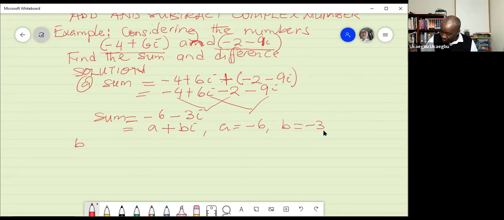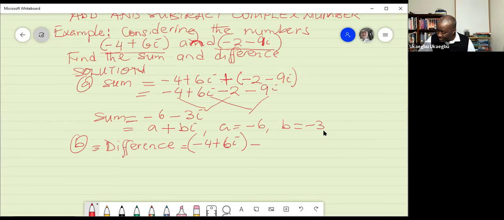So first of all, write the first expression, which is -4 plus 6i. If you like, you put it in parentheses, minus -2 minus 9i. Okay, so this is where it gets interesting. So this one is one right here, so it returns the original expression. So that should be -4 plus 6i.